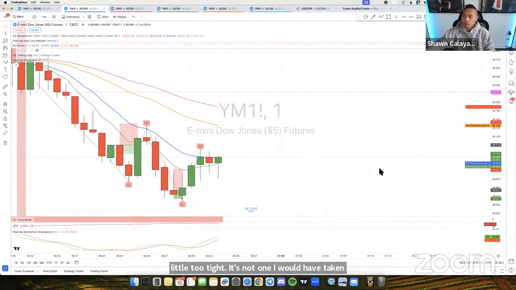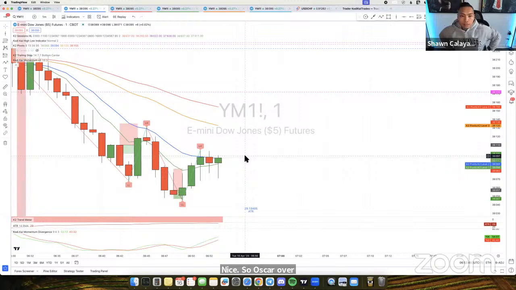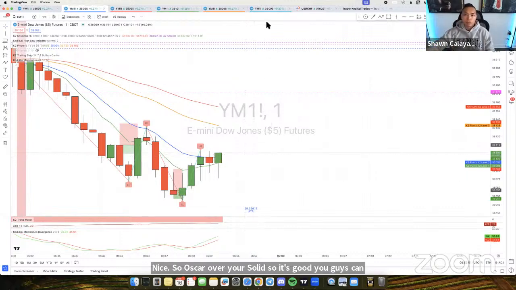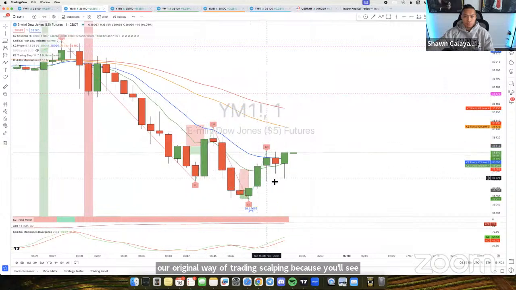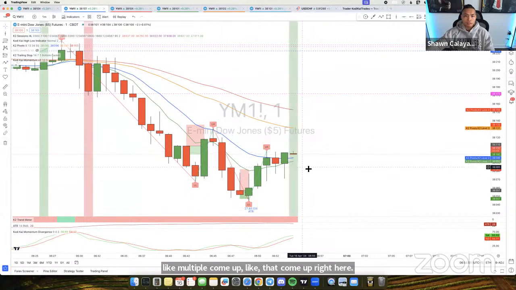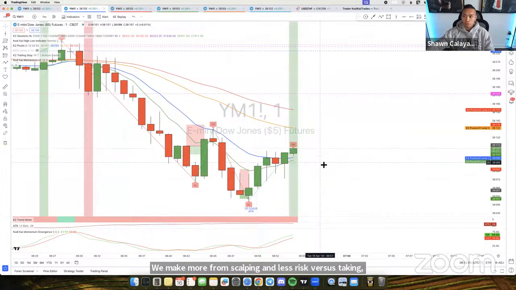Nice. So Oscar over here caught it. Solid. So it's good. You guys can see here that there's a lot of entries that will come up. This is why it's better that we shifted back to our original way of trading, scalping, because you'll see multiple entries come up, like 3 entries have come up right here. You'd make more from scalping and with less risk versus taking the Breakout V3 by itself and then possibly getting wiped out on one trade.